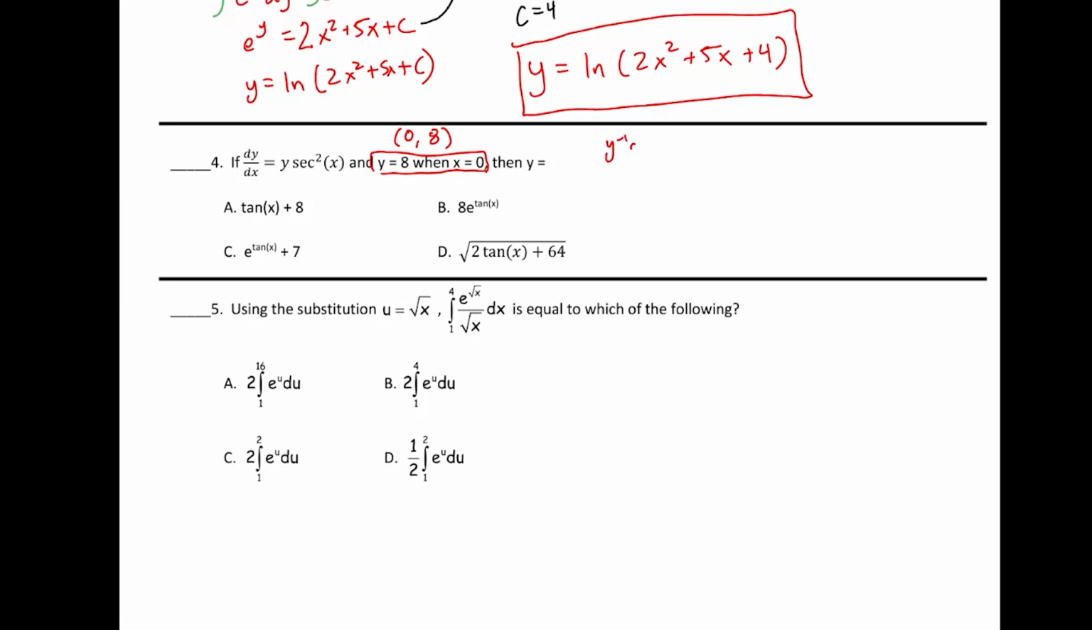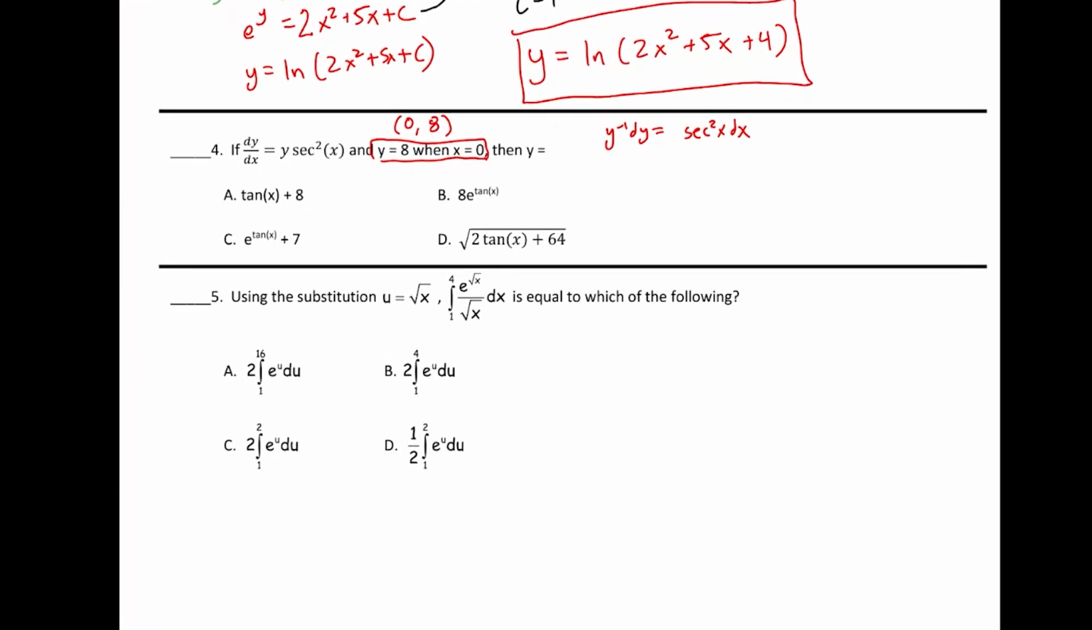That's going to give me y to the -1 dy equals secant squared x dx. I do need to integrate both sides, so let's rewrite that: secant squared x dx. Now I want to integrate both sides to try to solve for y. This is a multiple choice question, but we do still need to go through the steps. So make sure you're showing all your work. Even though it is multiple choice, if you show your work, you'll be much less likely to make an error.